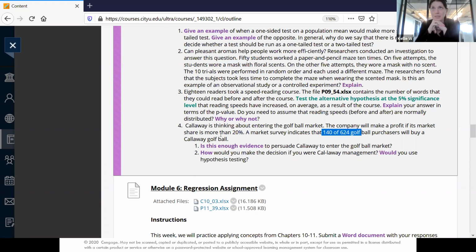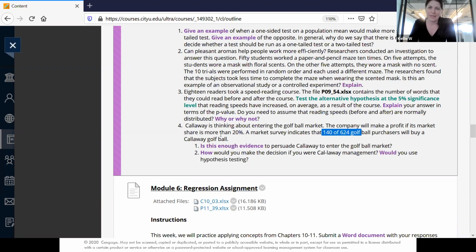So you're going to basically determine whether or not there's enough evidence to persuade them to enter the market. And then they're just kind of asking, if you were management, what would you do? Would you use this method or would you do something differently? We had talked earlier about how hypothesis testing is not super common in business practices. So just think about whether or not you'd go about it this way, or how you might assess market share beyond hypothesis testing.